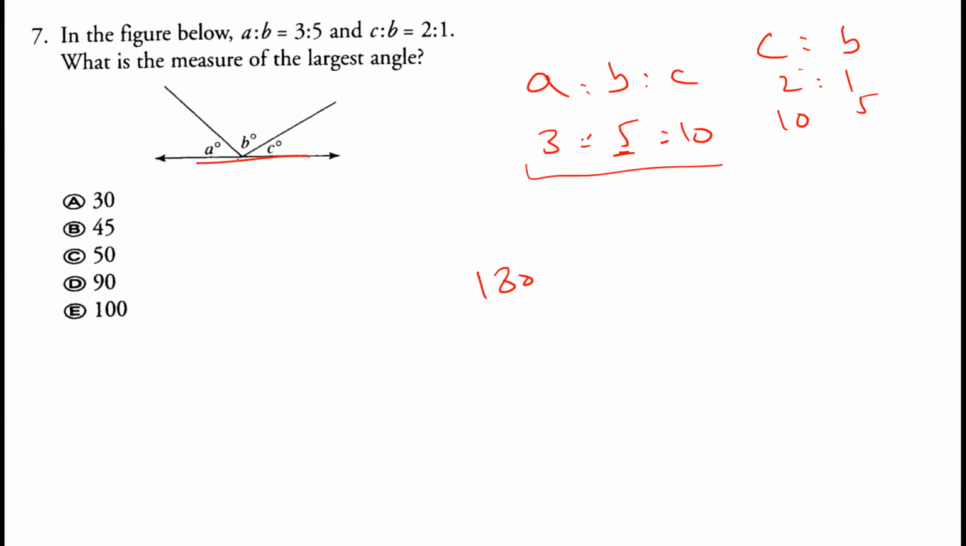And this is your straight line. So A plus B plus C is 180 degrees. So we need to find out the largest angle. The largest angle would be C. That would be 10 over 18 multiplied by 180. So 10 into 10 is 100 degrees.